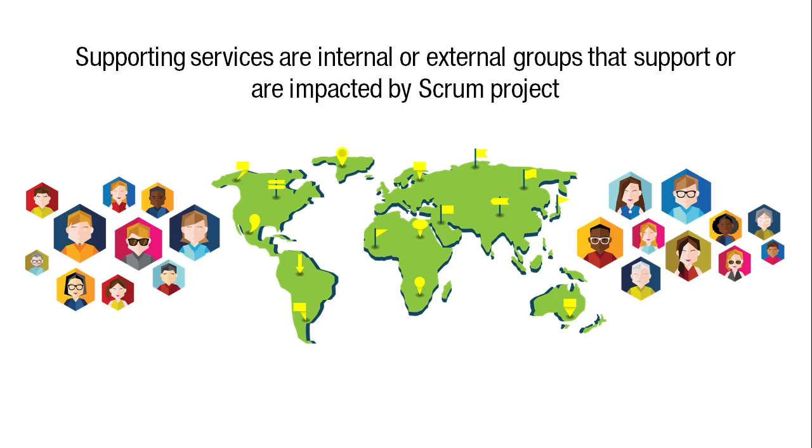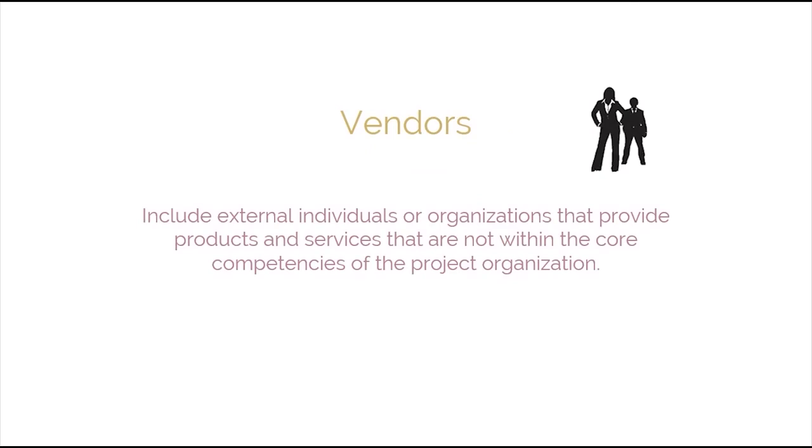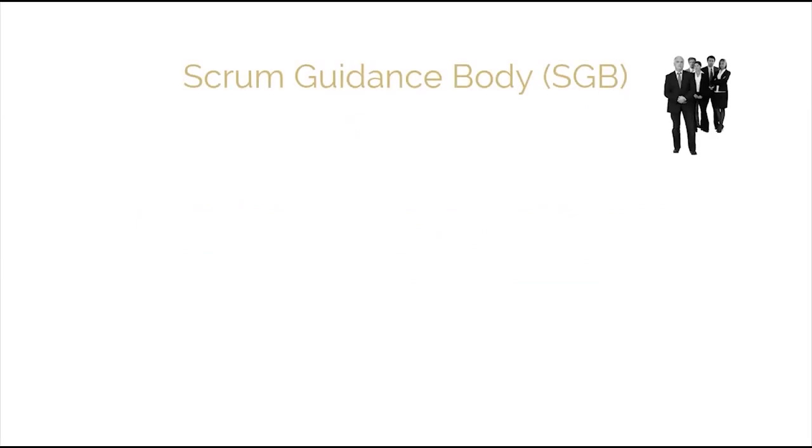Another non-core role is supporting services. Supporting services are internal or external groups that support or are impacted by the Scrum project. For example, training, logistics, marketing, finance, infrastructure, and so on. Vendors include external individuals or organizations that provide products and services that are not within the core competencies of the project organization. Scrum Guidance Body, also referred to as SGB, this is an optional role.